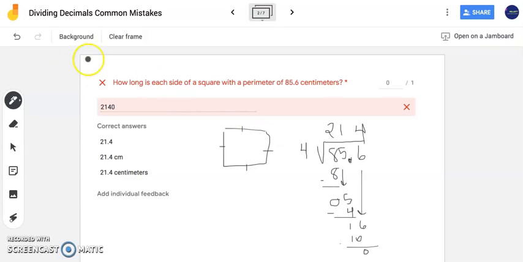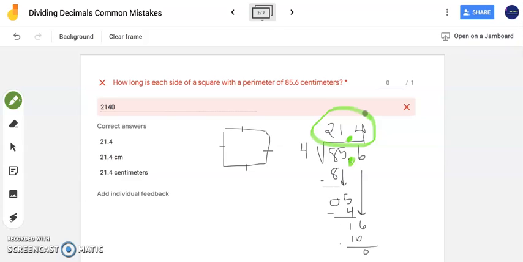The last step that you need to do is bring your decimal point, which was right here, up to your quotient. And notice it's completely lined up, your dividend and your quotient, exactly where your decimal point is. Therefore, your answer to this problem is 21 and 4/10. Notice it's very important that you include your decimal point in your answer.